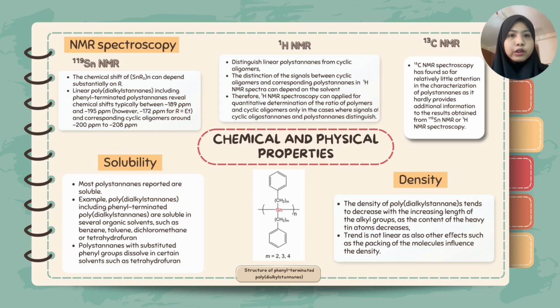Secondly, we have solubility. Most polystannanes reported are soluble. Examples of poly(dialkylstannane)s, including ferrocene-terminated ones, are soluble in several organic solvents such as benzene, toluene, or tetrahydrofuran. Third, we have density. The density of poly(dialkylstannane)s tends to decrease with the increasing length of the alkyl group as the content of the heavy tin atom decreases. This is not linear, as other effects such as the packing of the molecules also influence the density.